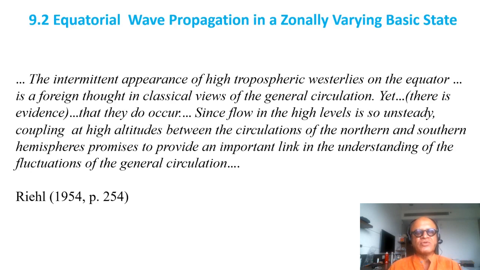The Riehl and Malkus that we talked about in the context of convection, that Riehl also had observed already that the intermittent appearance of high tropospheric westerlies on the equator is a foreign thought in classical views of general circulation, yet there is evidence that they do occur. Since flow in high levels is so unsteady, coupling at high latitudes between the circulation of the northern and southern hemispheres promises to provide an important link in understanding of the fluctuations of the general circulation.